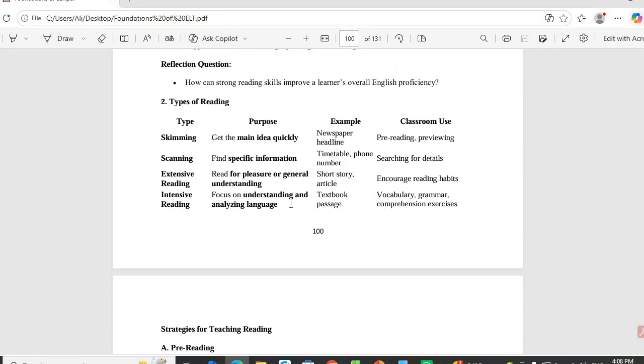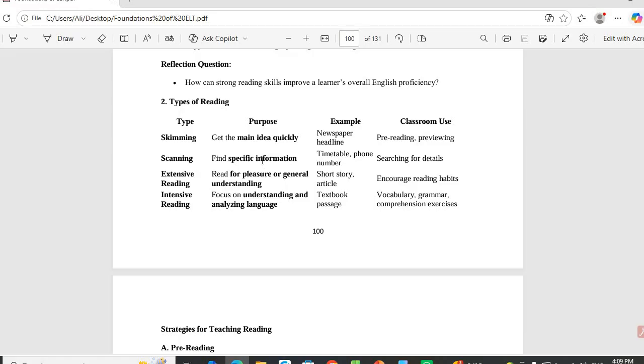And you have to go through these different types of reading. Skimming, which is to get the main idea. The student should practice it. You are the teacher, you have to demonstrate a good model for that. You have to train the students on how to skim a text, for example, newspaper headlines, rereading or previewing.